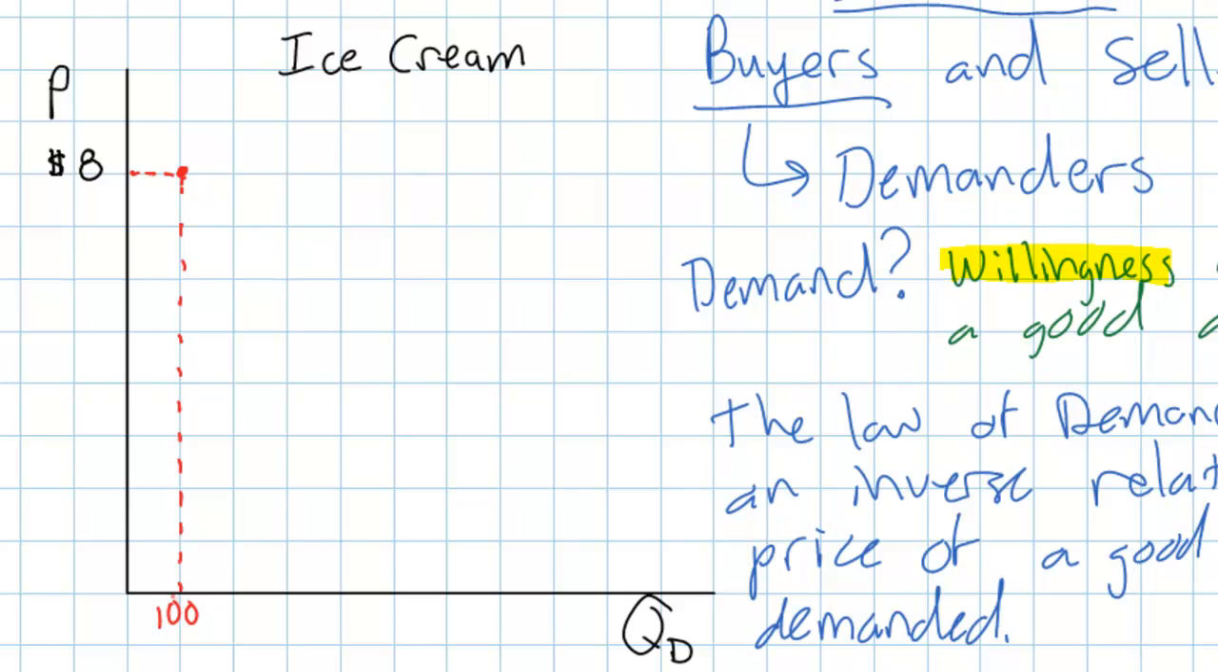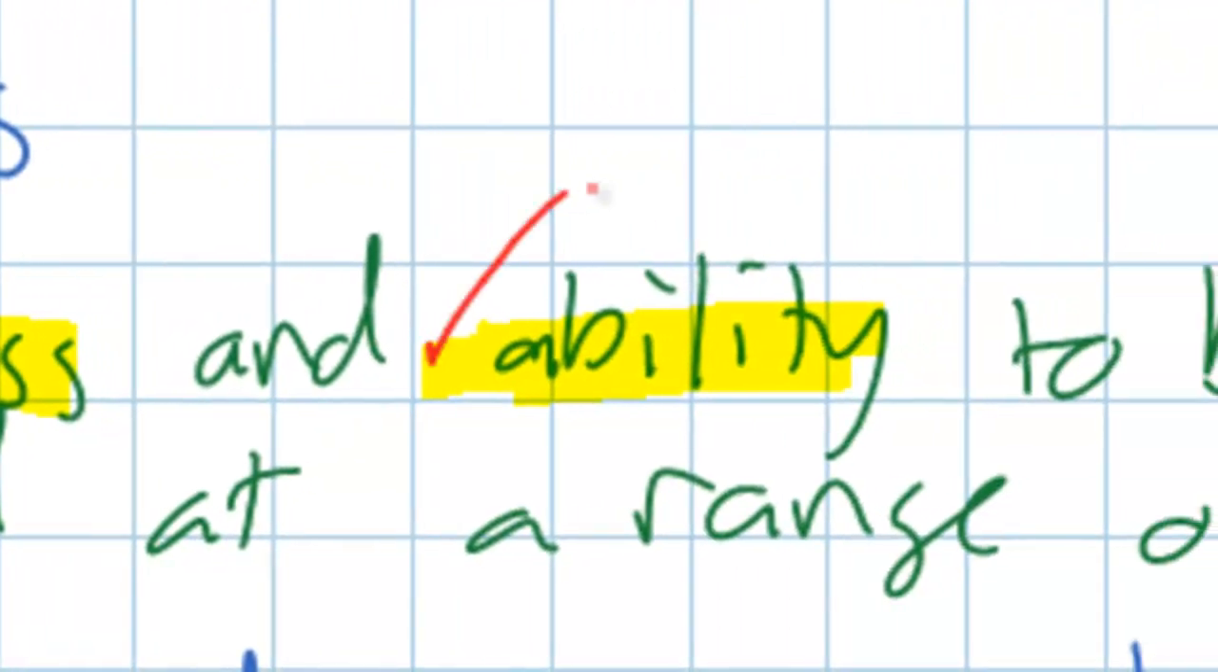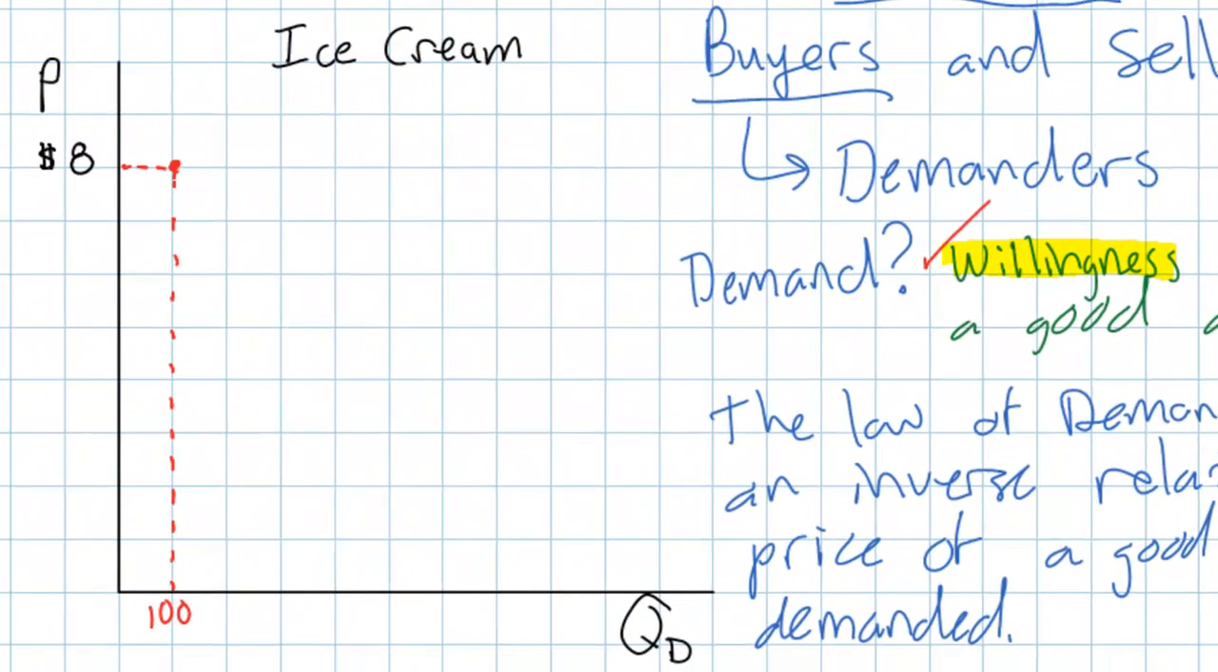But what happens when the price of ice cream falls? At lower prices, there will be more consumers who are willing and able to buy ice cream, because more consumers will believe that the benefit derived from the ice cream is worth the lower price that they have to pay. So at a lower price of, say, $7, it's perfectly reasonable to assume that a greater quantity of ice cream will be demanded. Let's assume that the quantity demanded at $7 has doubled to 200 scoops.